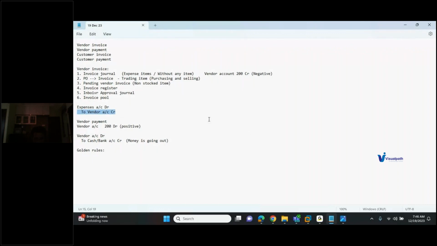Sir, which golden rule will be applicable in this transaction? I'm writing down the golden rules. What are the golden rules? First, the golden rules: personal, real, nominal. Personal accounts, real accounts, and nominal accounts.